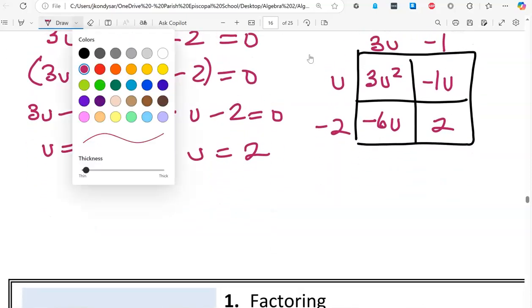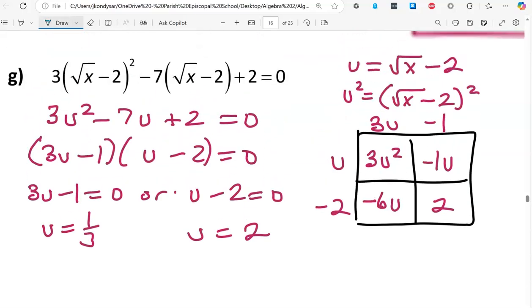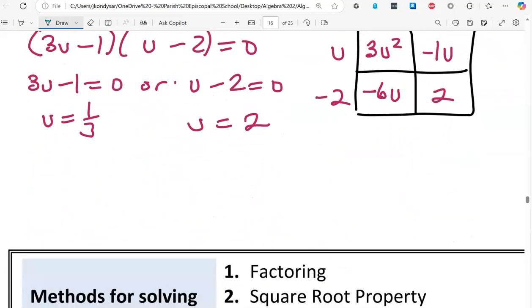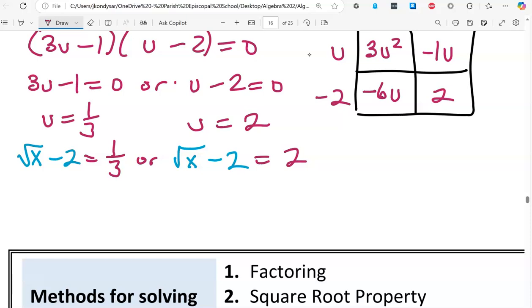And let's remember what u represented. u represented the square root of x minus 2. So the square root of x minus 2 is either equal to 1/3, or the square root of x minus 2 is equal to 2. Let's solve the easier of the two equations. The one on the right, we can add 2 to both sides, and we get the square root of x is equal to 4. Square both sides, x is 16.